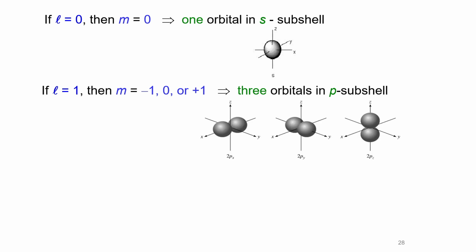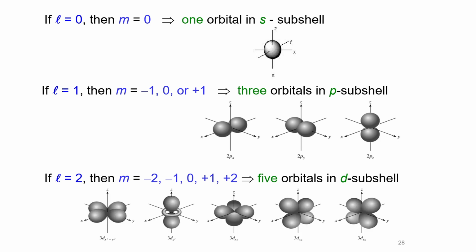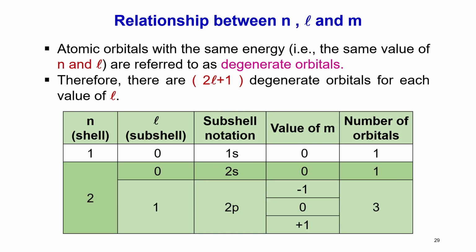If l is equal to 2, the possible values for m are negative 2, negative 1, 0, positive 1, positive 2. So we have 5 orbitals in the d subshell, which are dx²-y², dz², dxy, dxz, and dyz. So that is the relation between n, l and m.